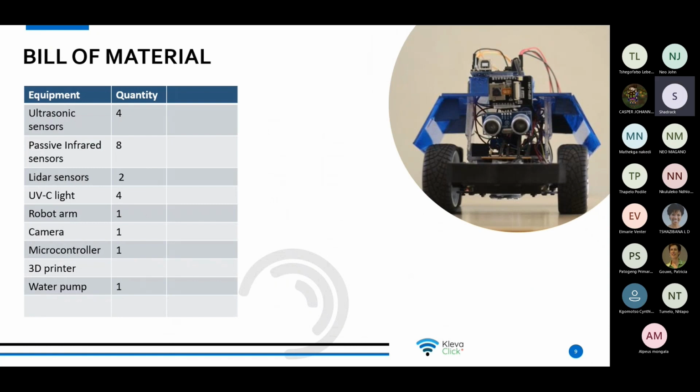This was just a bill of materials, some of the equipment that we've used to design. This is just an overview. I didn't want to go into the details because we are still in the process of acquiring the intellectual property. So this is just an overview of some of the main equipment that we made use of to design the robot.